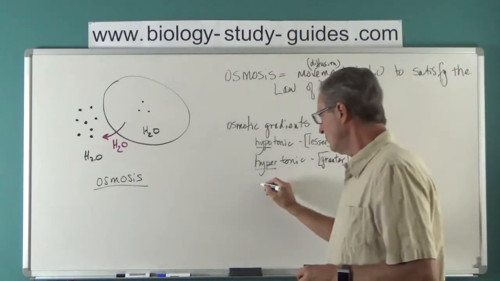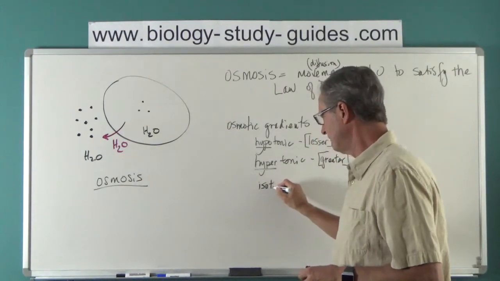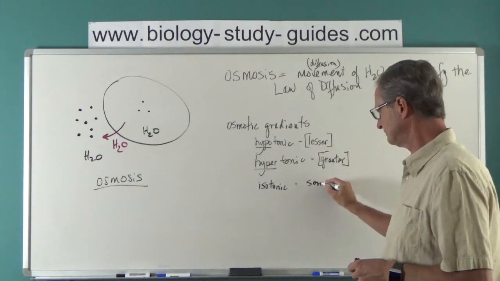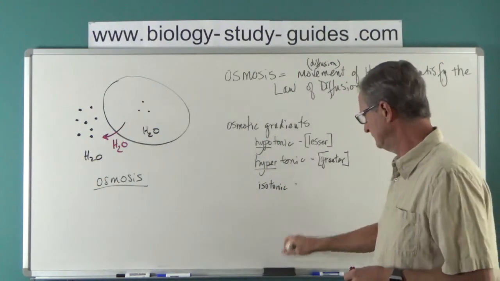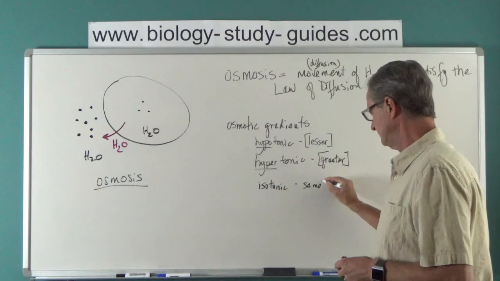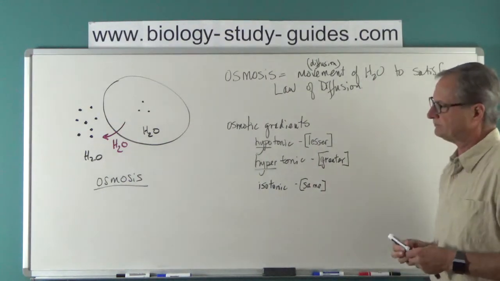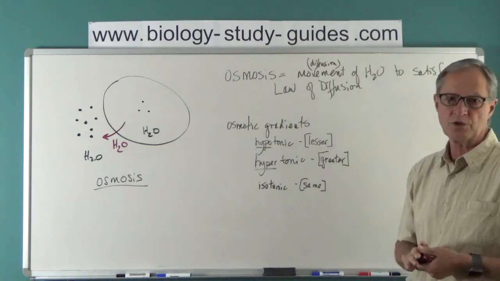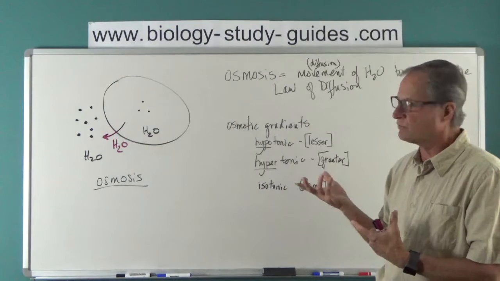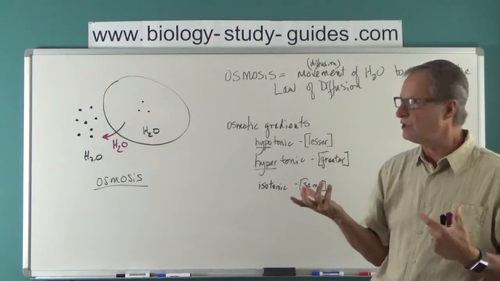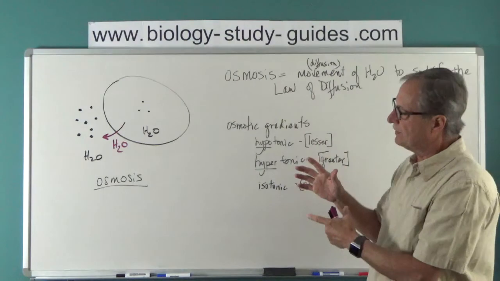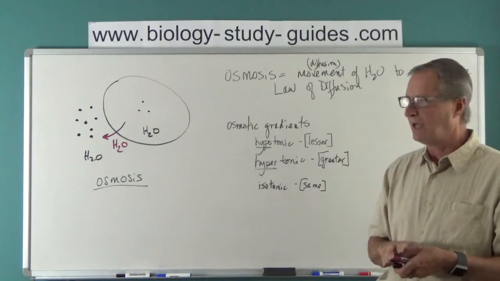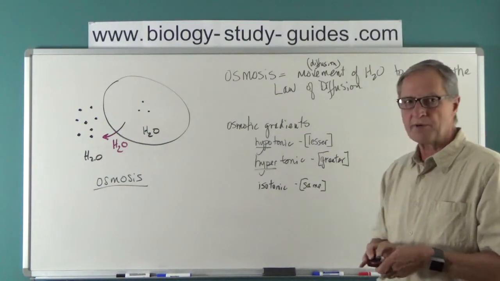Should that happen, we have a thing called isotonic. Iso means same concentration. So that's the introduction to this. What I'd like to do is present some experimental conditions to you to help illustrate this. Then I'm going to bring back the cell and we'll talk about turgor pressure and turgidity and that sort of thing. So just be right back in a second.